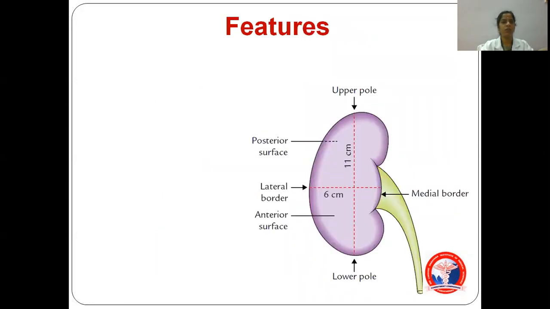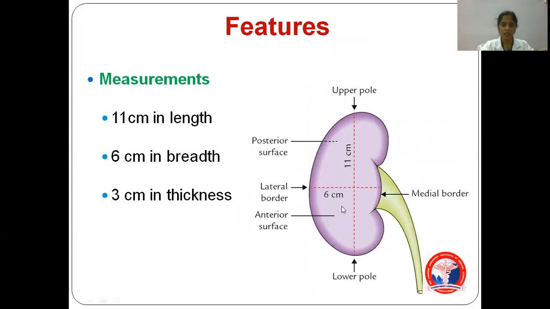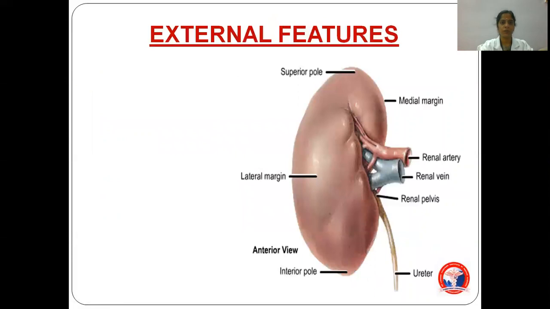Now we'll see about the features of the kidney. So you can see this is the kidney, bean-shaped structure. It has an upper pole, lower pole, anterior surface, posterior surface, lateral border and medial border. When you measure, it will be around 11 centimeter in length and 6 centimeter in breadth. The thickness of the kidney will be around 3 centimeter. When you measure the weight, it will be around 130 to 150 grams.